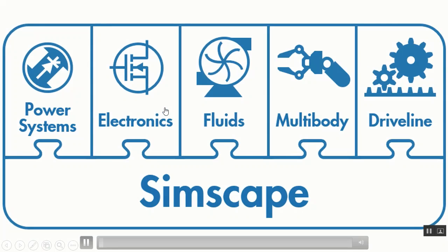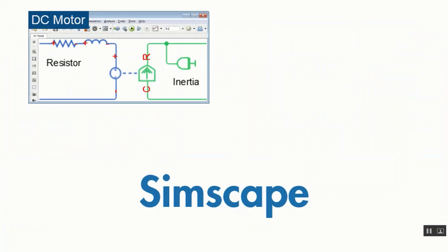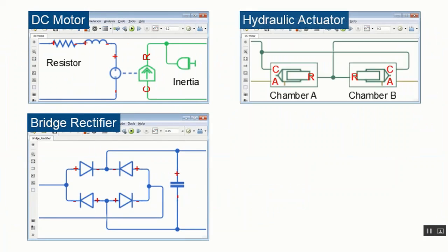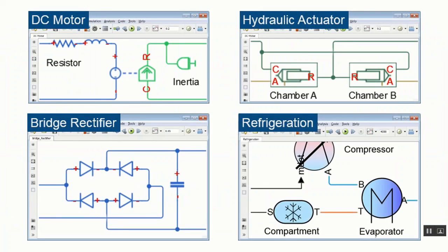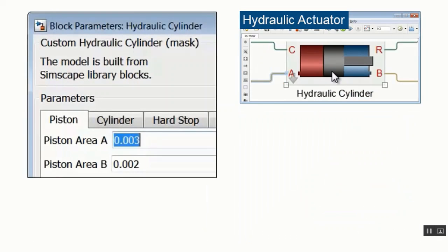Simscape enables you to rapidly create models of physical systems within the Simulink environment. You model systems such as electric motors, bridge rectifiers, hydraulic actuators, and refrigeration systems by assembling fundamental components into a schematic. The models you create can be placed in subsystems so that you can reuse them in other models.